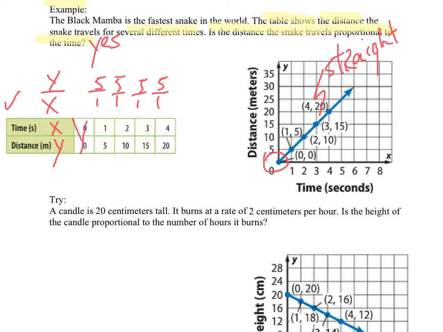We did not include the (0, 0) time and distance because you can't divide by 0, so this fraction can't be made for us. If the unit rates are all the same, then we can say there is a constant of proportionality, which is 5 to 1. And this ensures that, yes, there is a proportional relationship between distance and time here.